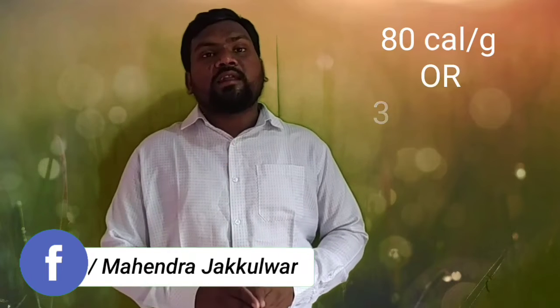So how much heat energy is required to convert 1 gram of ice into 1 gram of water? To convert 1 gram of ice into 1 gram of water, we require 80 calories of energy. And the specific latent heat of vaporization of water is 540 calories per gram. This means that to convert 1 gram of water into 1 gram of vapor, we need 540 calories of heat energy. So this is all about specific latent heat of fusion and vaporization.